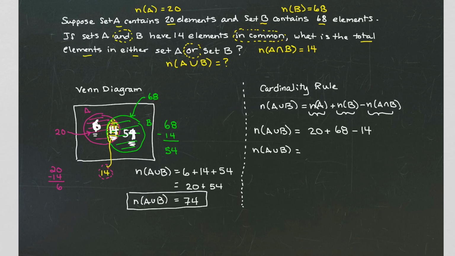We have 20 plus 68, which is 88, and 88 minus 14 is simply going to be the same number we got when we did the Venn diagram, and that's 74. It's a little cleaner and a little shorter. Cardinality Rule doesn't work in all situations, but it works very nicely in this specific case.